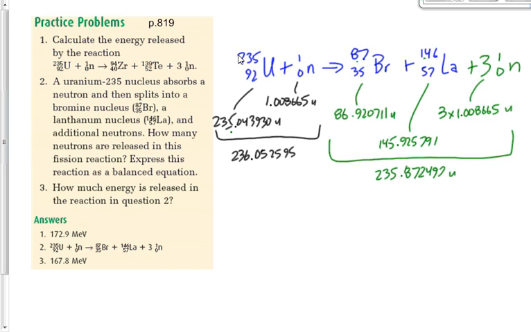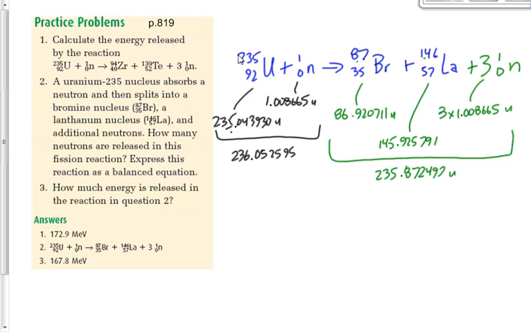052595. Is that right? Good. Odds are we're correct here. We can look at that and say, look, the left-hand side weighs more than the right-hand side, or the parent weighs more than the daughter, so we've probably done that correct. All right, now what's next?